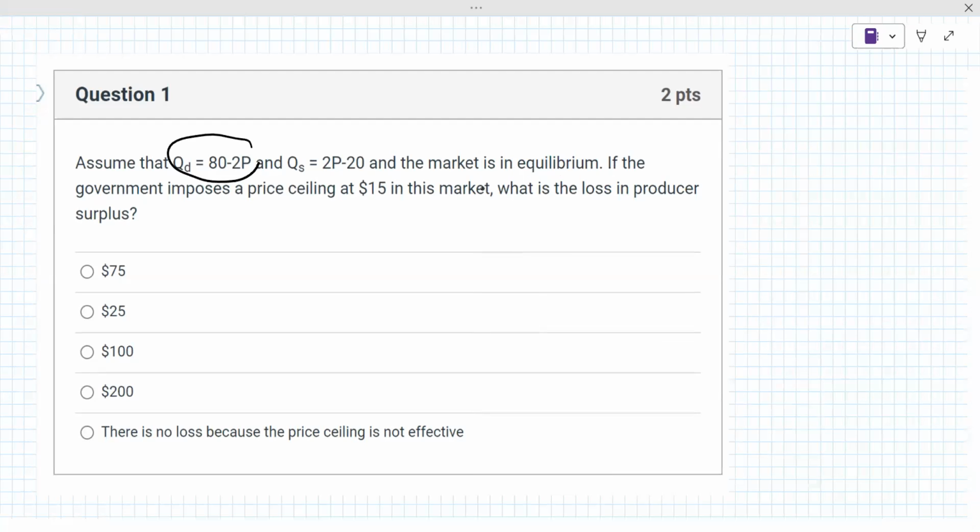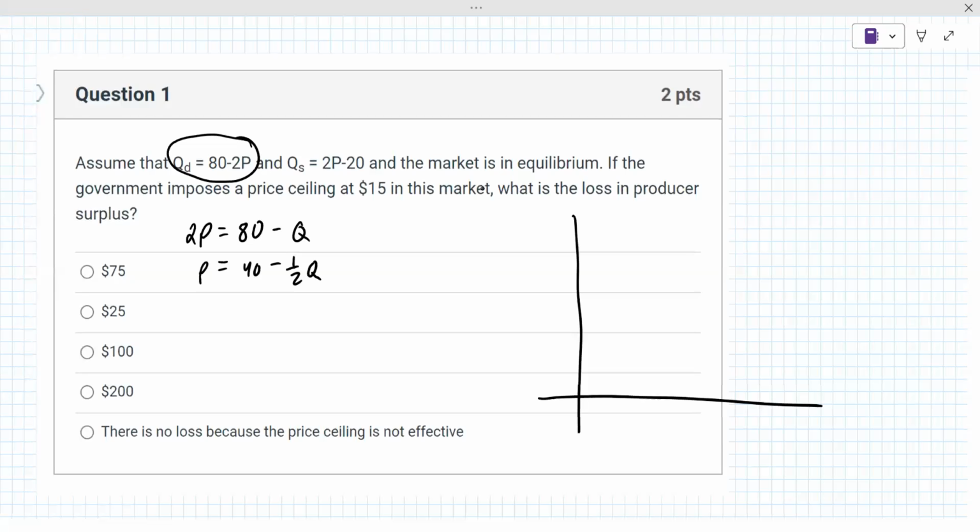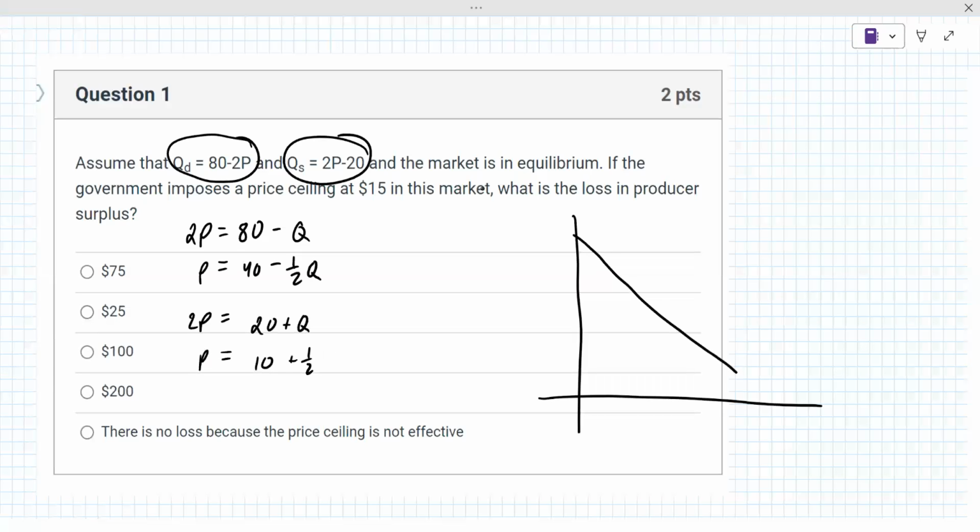So for the first one here, you're going to resolve that for P. So we've got, let's see here, 2P equals 80 minus Q. P equals 40 minus 1/2 Q. And it looks a little better here. That's what we expect anyway. And then the other one, same thing here. When you're solving this one, 2P equals 20 plus Q. And then you divide by 2 there. So you get 10 plus 1/2 Q. So it looks like that.